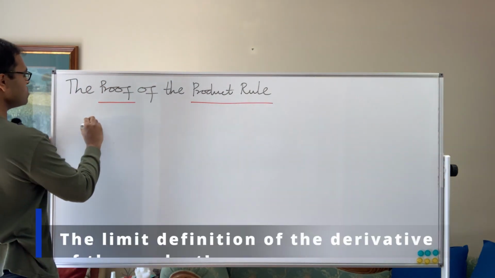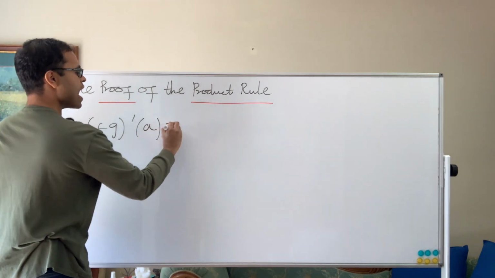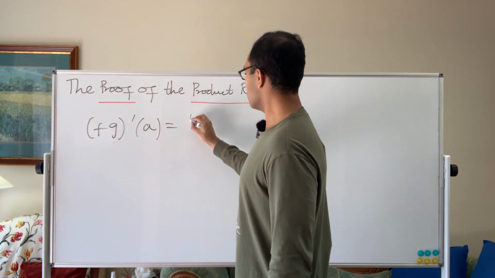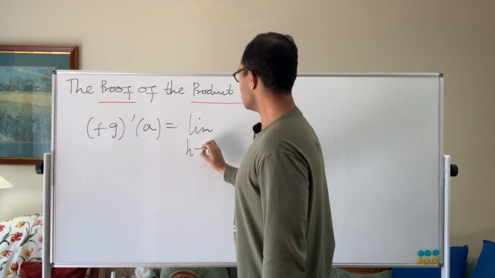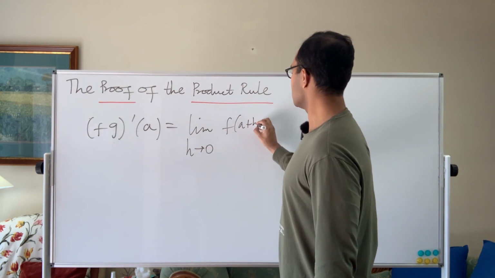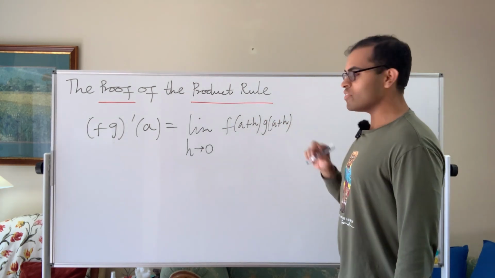So here what we want to do is look at the derivative of the product at a, and by the limit definition of the derivative, that is the limit as h goes to 0 of f(a + h) times g(a + h). So this is the product fg evaluated at a + h.